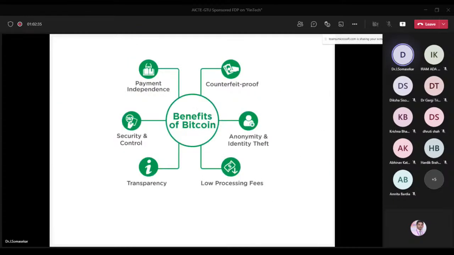Now we have a huge number of applications. Sorry, we can call them advantages or benefits, like payment independence. I already said we can directly transfer from one person to another. There is no centralization, because if you go for centralization, a bank is there between me and my friend. If you go for a Bitcoin transfer, there is no bank here. That is decentralization. And security is there, transparency is there, and low processing fees, because there are no big processing fees compared to the bank. That is one of the benefits. So here we can see all the benefits. This is just theoretical aspects.